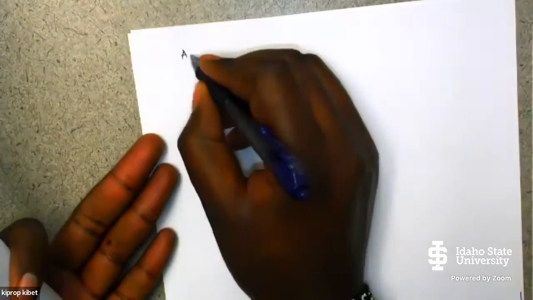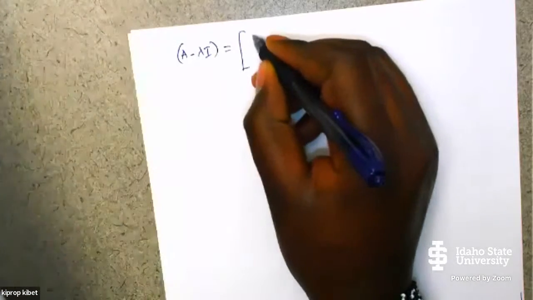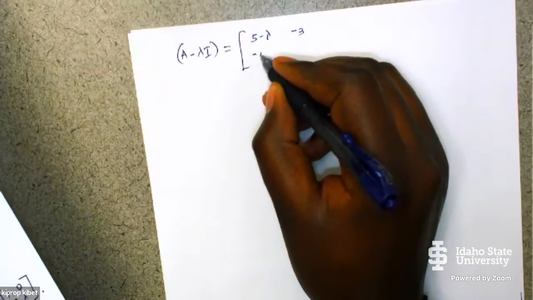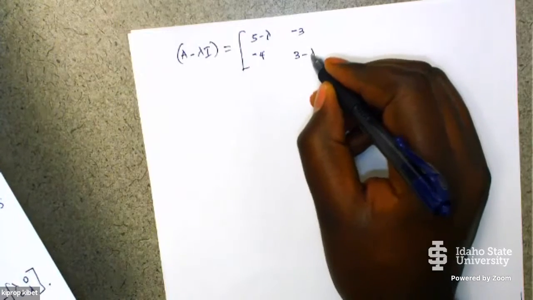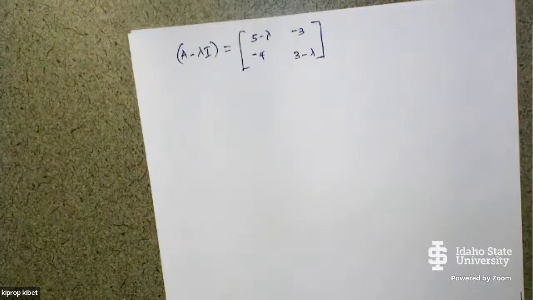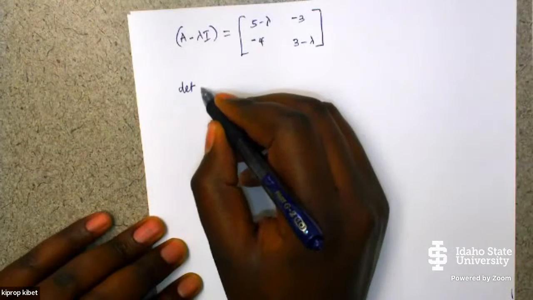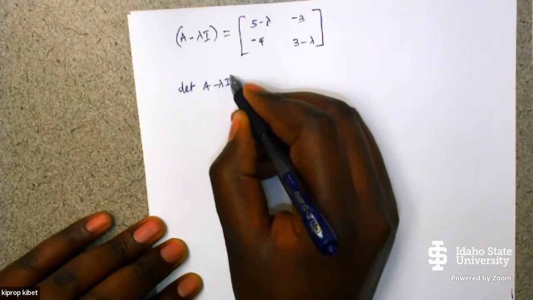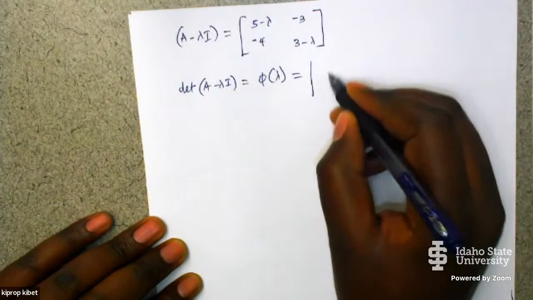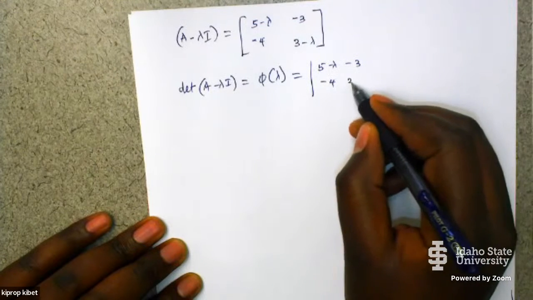So once we get our A minus lambda I, it is equal to the matrix 5 minus lambda, minus 3, and then minus 4, 3 minus lambda. Here we need to get the determinant of A minus lambda I, which is the same as phi of lambda, which is the same as getting the determinant of 5 minus lambda, minus 3, minus 4, 3 minus lambda.